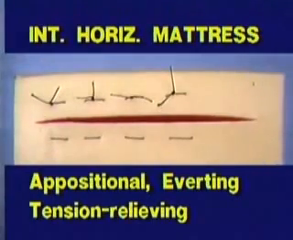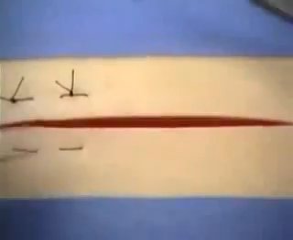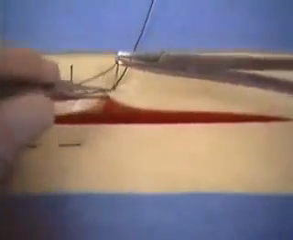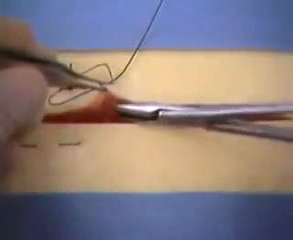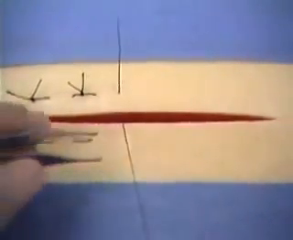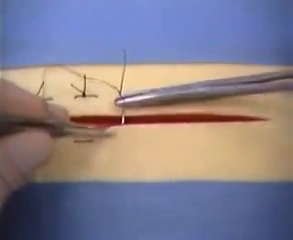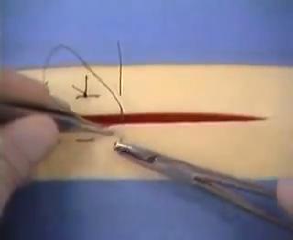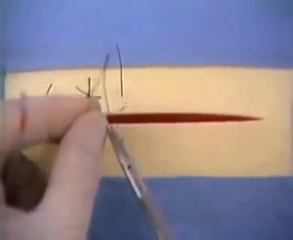The ninth and last pattern to be demonstrated is the interrupted horizontal mattress suture. This pattern can be appositional, everting, or tension relieving, depending upon how it is tied. The interrupted horizontal mattress stitch is made by introducing the needle 5 millimeters on the side opposite the surgeon, crossing the incision line, and exiting on the near side as a mirror image.